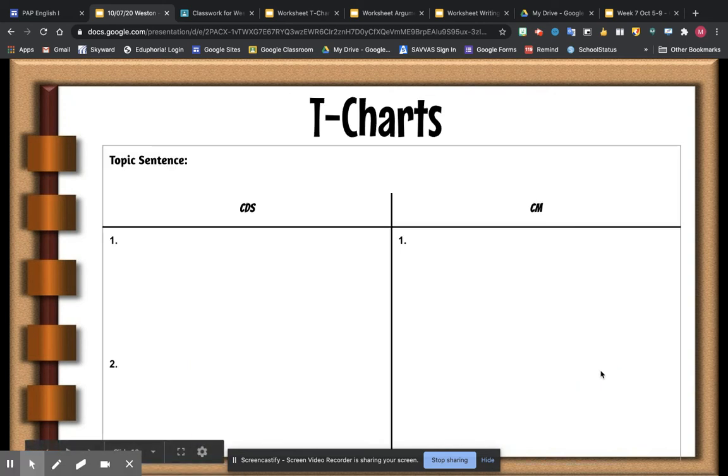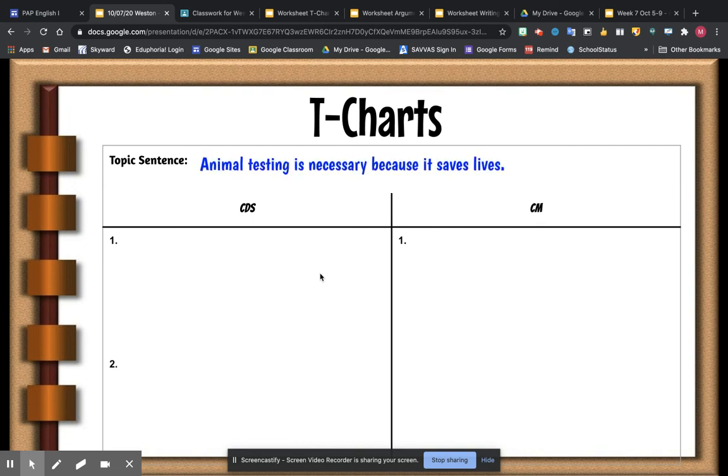So here's what our T-chart looks like, our T-chart worksheet. And over here, see, these are concrete details. So we're going to find 2 concrete details and then explain how those 2 concrete detail sentences support our topic sentence for our first body paragraph.